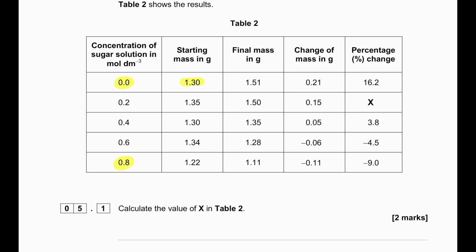and as the concentration increases, we can see the final mass, as the concentration increases, the final mass decreases regardless of the starting mass. And then the change in percentage, we can see, as the concentration increases, the change in percentage mass goes negative, meaning water is lost. In the beginning, water is gained, and as we go down up until here, water is gained, and at 0.6 mol per dm³, water is lost, and at 0.8 mol per dm³, more water is lost.